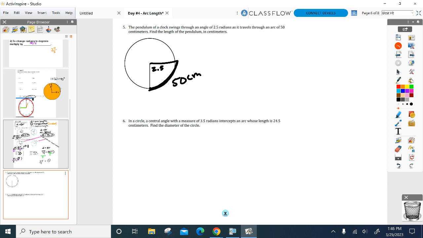Here's where you might get tripped up. I don't have the vocabulary term we have been using all through the entire unit. I'm just asking what's the length of the pendulum. What vocabulary term could I substitute in there? The radius is AKA the pendulum. And 50 is the what again? Arc length. I'm going between two formulas, the one from day 2 and the one from today. But 2.5 is what units? Radians. If you want to convert it, you can, but you can automatically use S equals theta R.